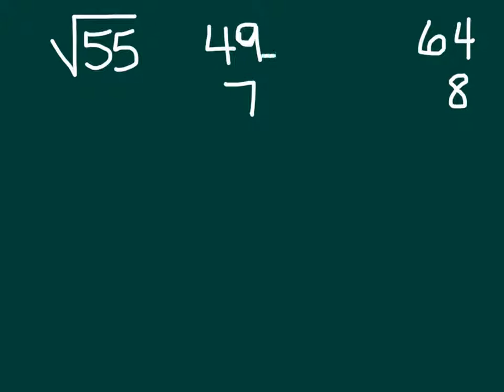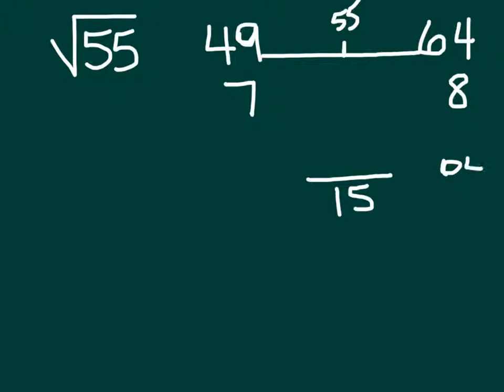So what we do, we have this distance between 49 and 64, and we put 55 in here, and we say, how far is it from 64 to 49? That's 15 spots, because you go 64 minus 49, and we get 15. And what we do with that is we place it in the denominator position of a fraction.